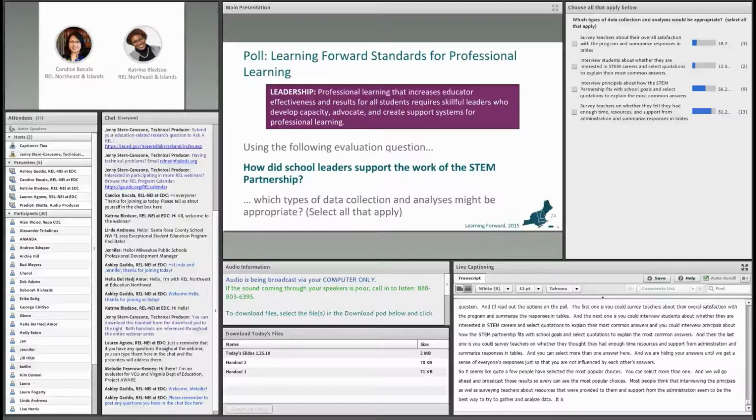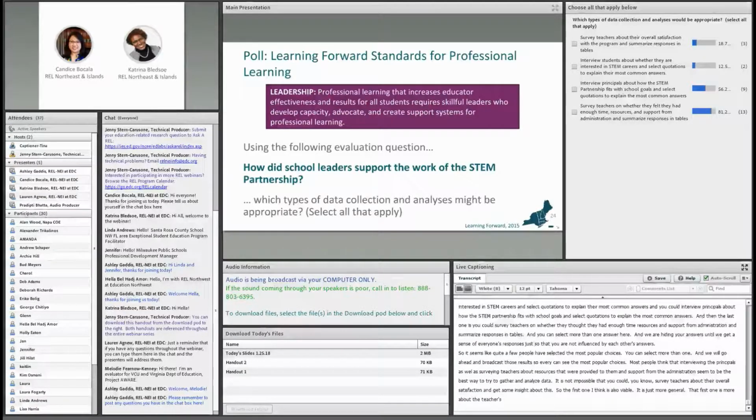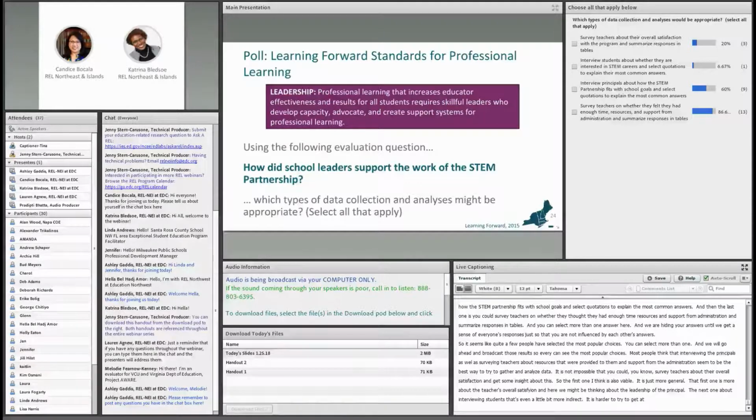It's not impossible that you could survey teachers about their overall satisfaction and get some insight about this. So the first one, I think, is also viable. It's just more general. That first one is more about the teacher's overall satisfaction as opposed to trying to connect it to leadership directly. And here we might be thinking about the leadership of the principal. The next one about interviewing students, that's even a little bit more indirect. It's harder to try to get at a sense of whether there was leadership support for this professional learning by interviewing students, especially if you're asking them about their careers. So that's the one that maybe isn't quite a good fit, but you never know. You could always make a case for it.